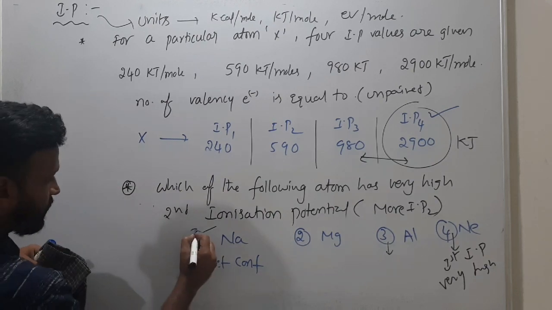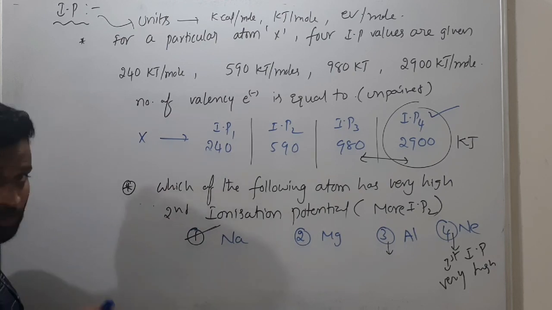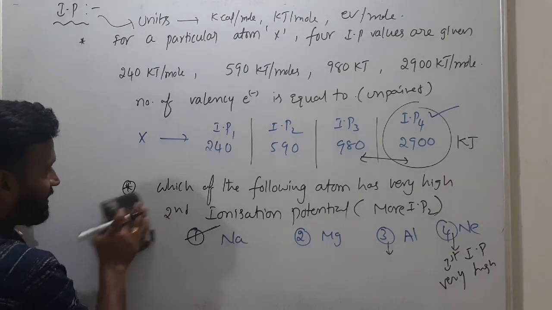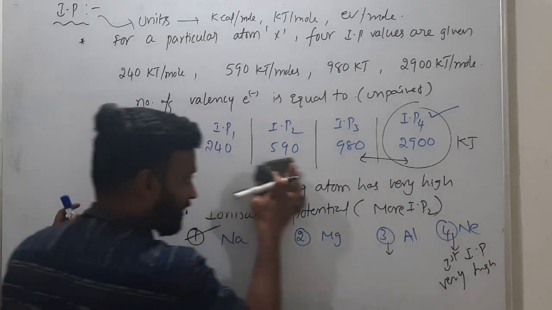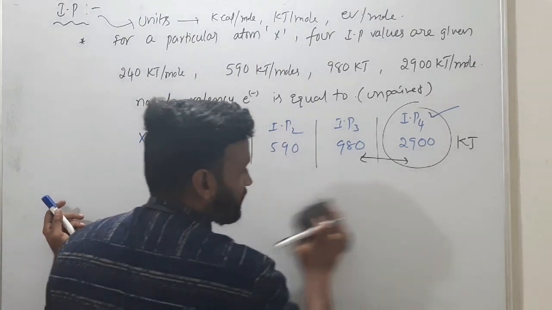So you understood, sir, this question? So what is the first option? Sodium. Why is sodium correct, understood? Because sodium atom has one electron only. So IP1 is easy, but IP2 is difficult.